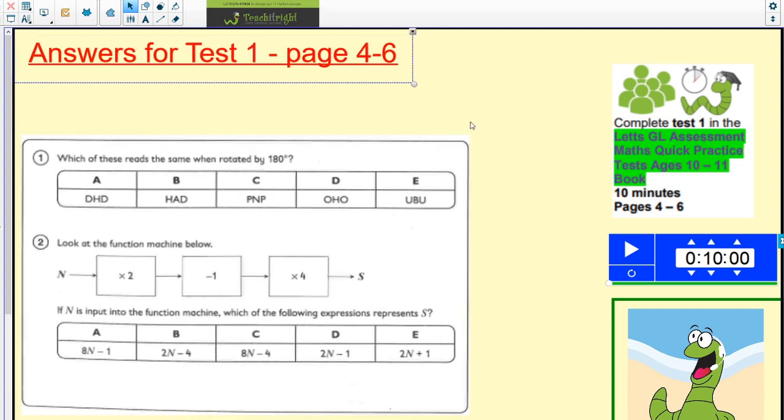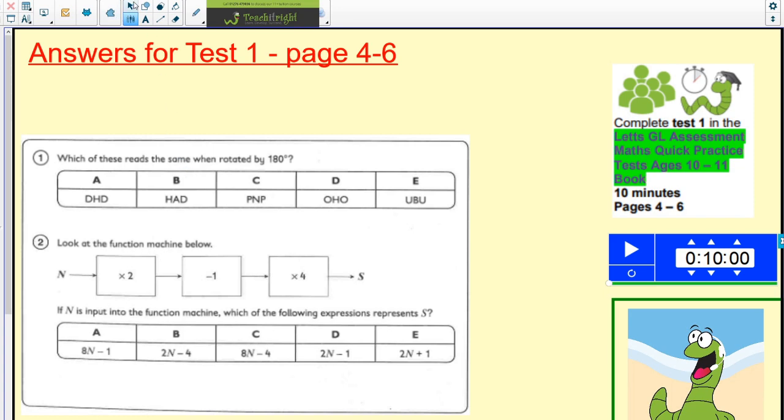Again, for these, I'm going to try and do what I would think is a roughly appropriate amount of working. So I'm not going to do full working out necessarily for every question, but I'm going to do as much as I would want you guys to do to get the same answer. So, which of these reads the same when rotated by 180 degrees? I've got to think what 180 degrees is like.